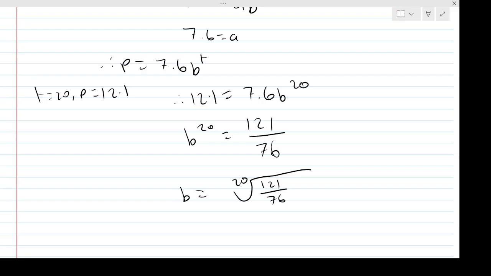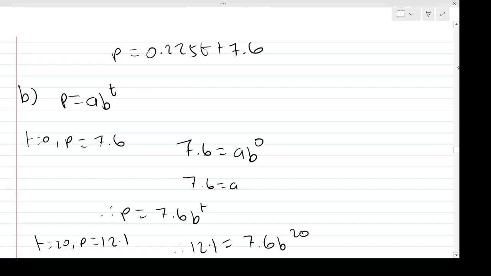Now, this would actually also be plus or minus. You need to remember with square roots, so 2, 4, 6, 8, 10, an even root has plus or minus. If it's an odd root, like a cube root, then it's just one value, but with even roots it's plus or minus. So that means b would be plus or minus. If we work out the 20th root of 121 over 76, we get plus or minus 1.0235. So we've got two values.